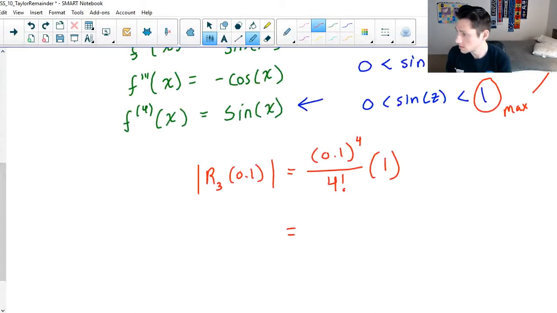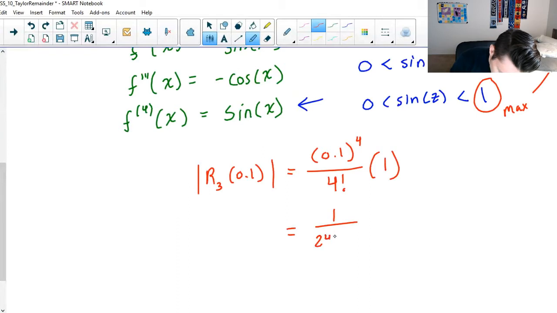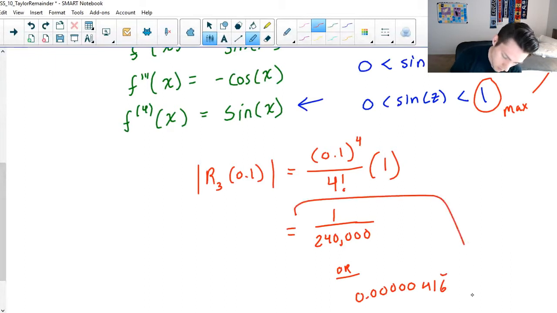All right, so let's actually do this calculation really quick. So that gives me about 1/240,000th, or as a neat decimal, that would be very small, 0.0000 and then 4, 1, 6, 6, 7. Okay.